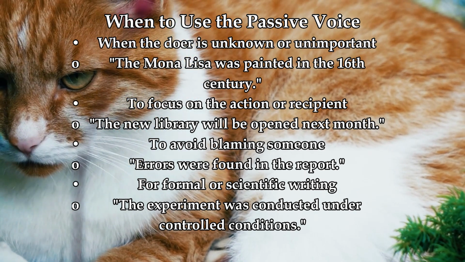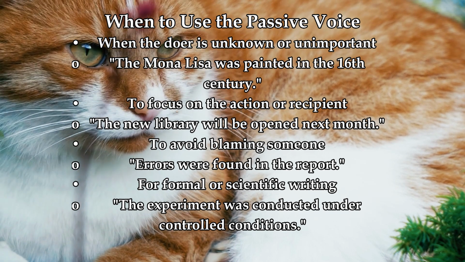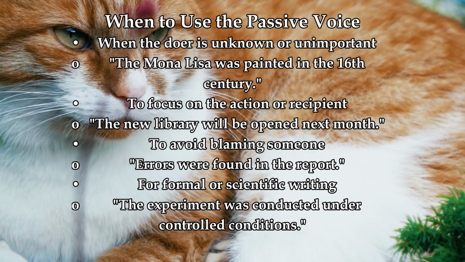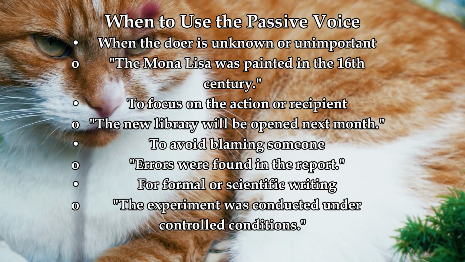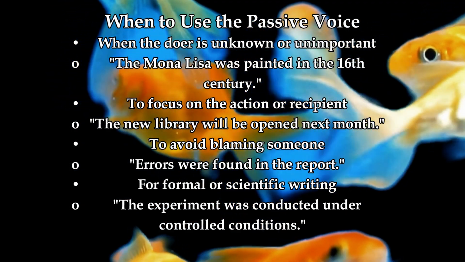One: when the doer of the action is unknown, unimportant, or obvious. It's like the subject is wearing an invisibility cloak. For example, the Mona Lisa was painted in the 16th century. We don't need to mention Leonardo da Vinci. It's obvious.